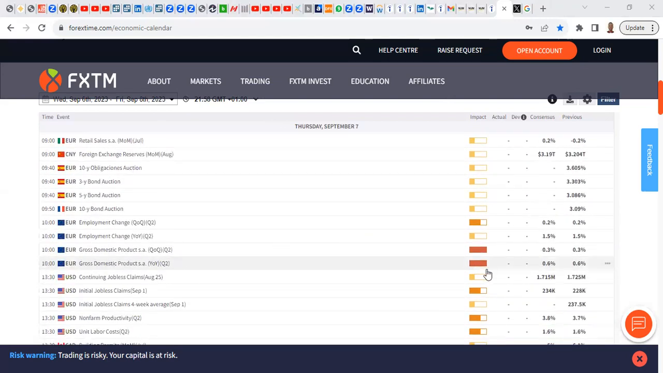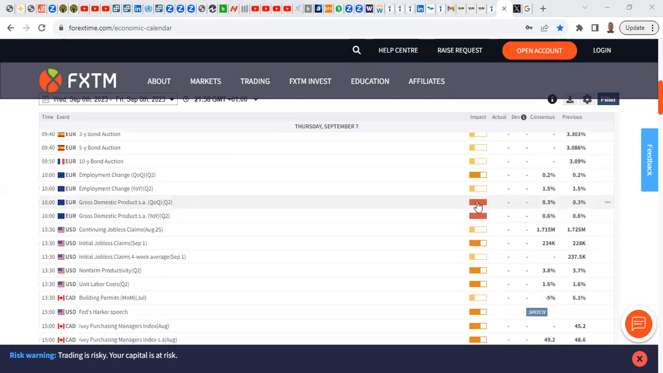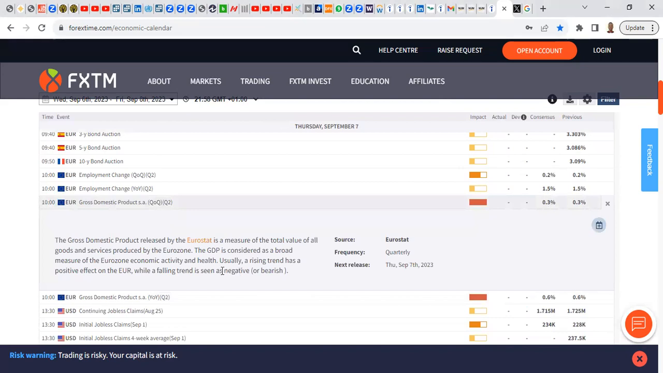USD, if there are... Oh, so this is a high impact news for Euro. Let me click it and see. Good. We know how important GDP is. For Euro, this is gross domestic product. The gross domestic product released by Eurostat is a measure of the total value of all goods and services produced by the Eurozone. The GDP is considered a broad measure of Eurozone economic activity and health. Usually, a rising trend has a positive effect on the euro, while a falling trend is seen as negative or bearish.